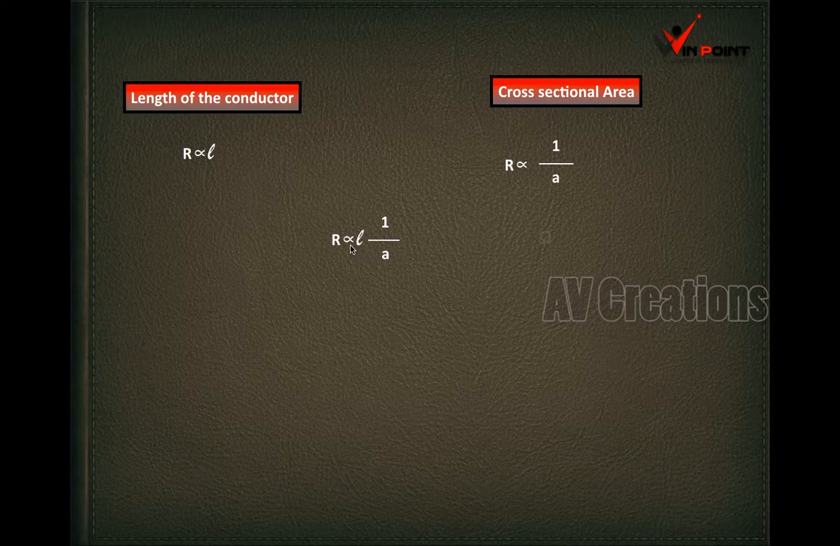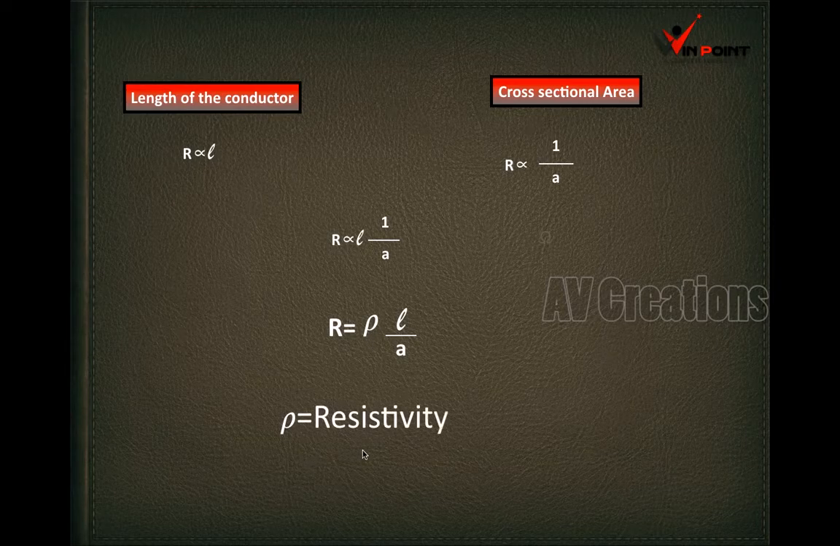To remove this proportionality sign, we need to add a constant. So R equal to rho into L by A. The proportionality sign is now an equality because of this constant. Rho is known as resistivity.